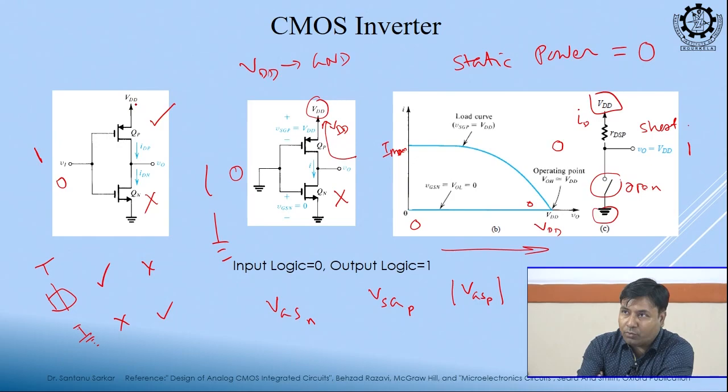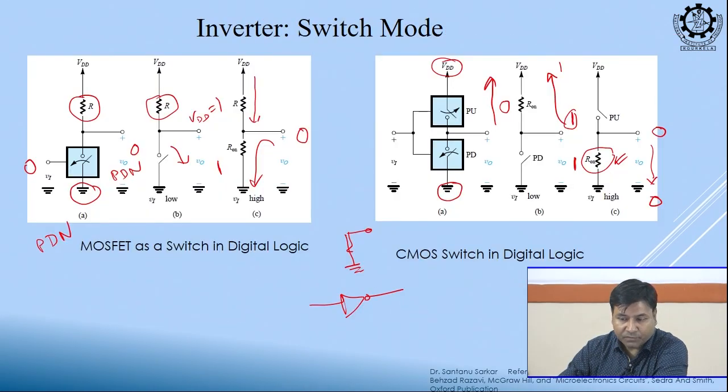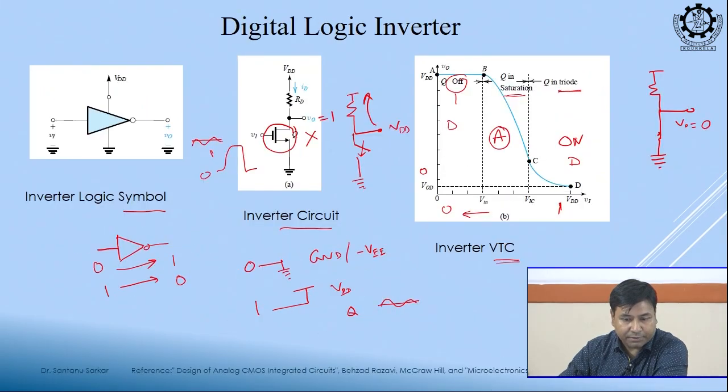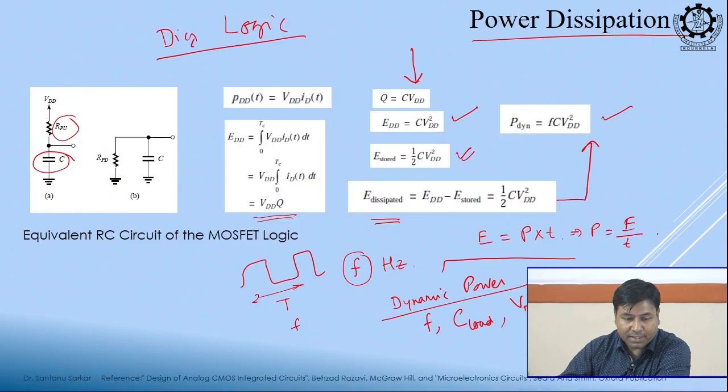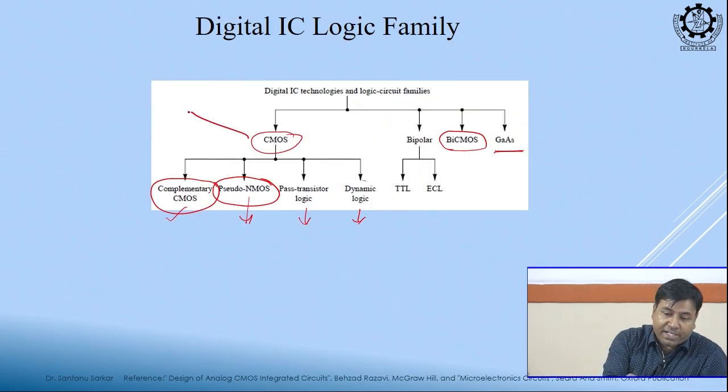So, VDD to ground, in the previous case you think this circuit, when this is on, the current will flow through this from VDD to ground. So, some static power dissipation is there, right, but in this case my static power is 0. Okay. So, that is one of the major advantages of CMOS circuit.